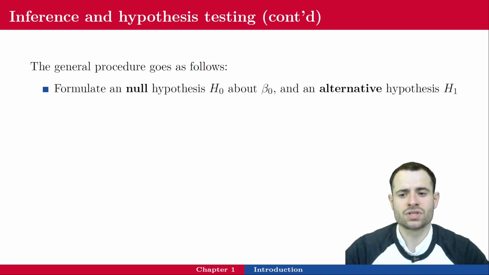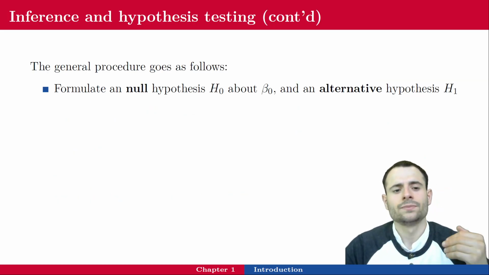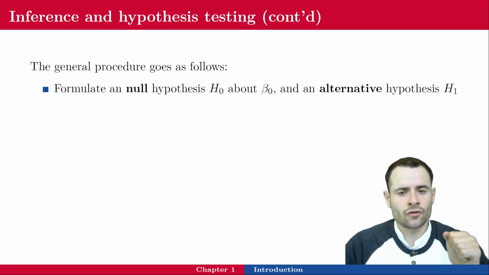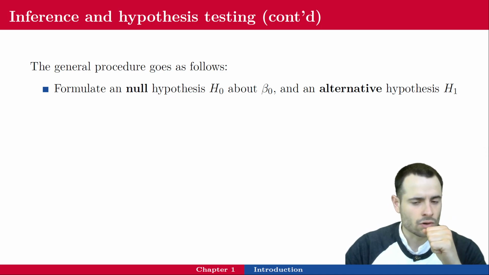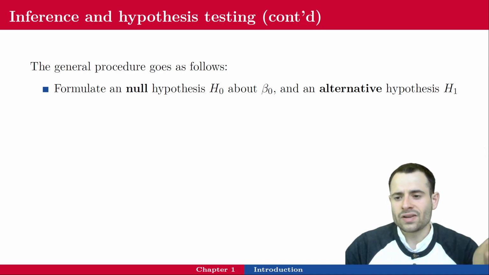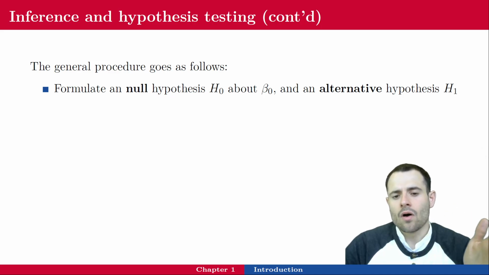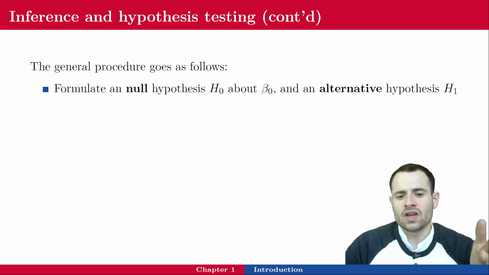So here is the general procedure, and I'm being very vague here. First of all, you formulate a null hypothesis about beta 0, and we call this H0. The alternative hypothesis, H1, is either the complement of H0 or something which is not H0 but not necessarily the complement either.